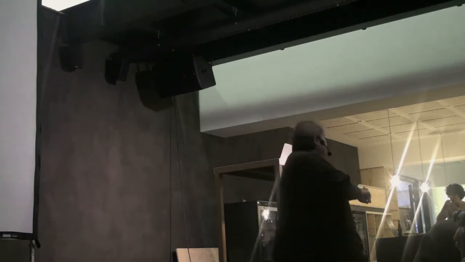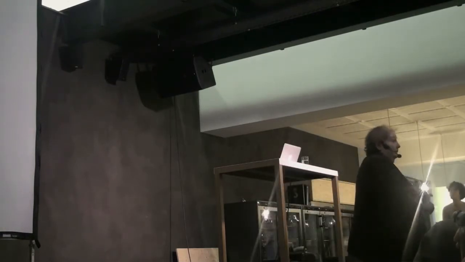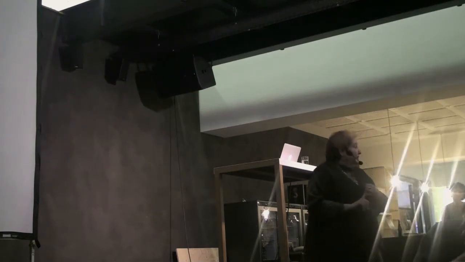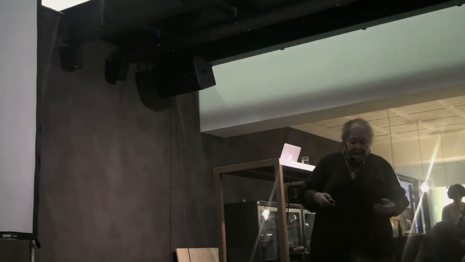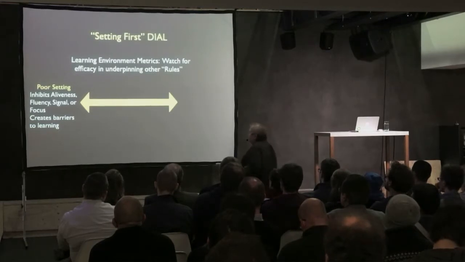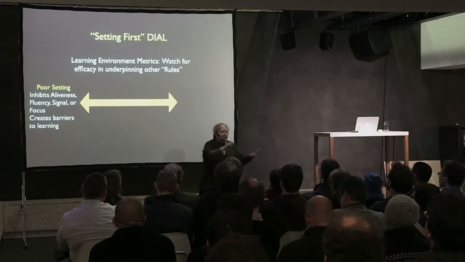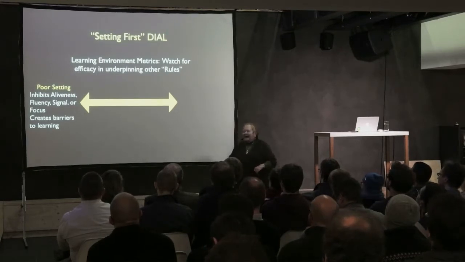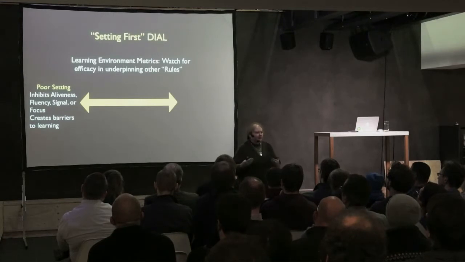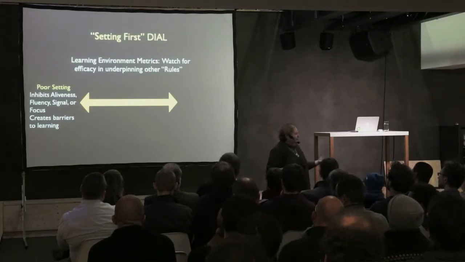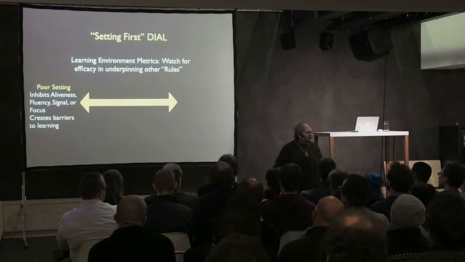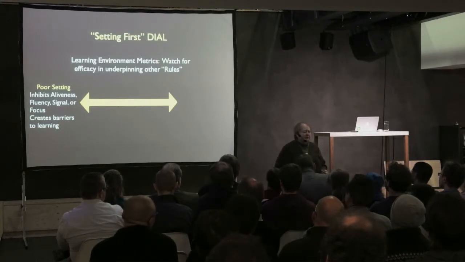How is it making it more alive? How is it making it easier to do it for real? And then the other two that we're going to talk about. So always thinking about that. What I look for is to avoid poor settings, which inhibit aliveness or fluency or signal or focus, the other things that we're going to talk about. And it creates a barrier to learning. Why make it harder? A setting can make it so much harder for people to learn, right?